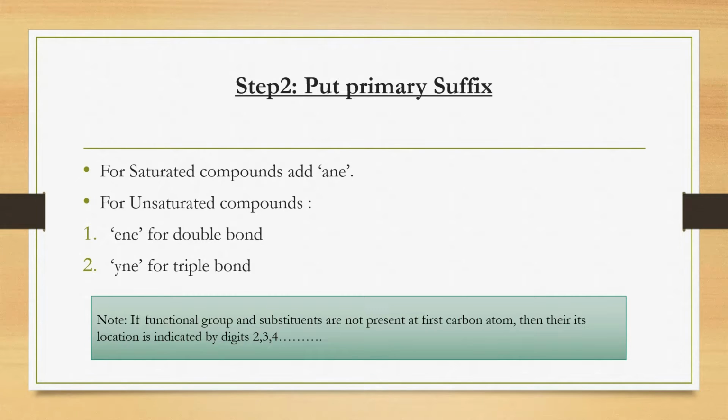Step 2: Put primary suffix. For saturated compounds, add the suffix "ane". For unsaturated compounds, add the suffix "ene" if a double bond is present, and if a triple bond is present, then add the suffix "yne". Here we have to note that if the functional group and substituents are not present at the first carbon atom, then their location is indicated by digits 2, 3, 4 and so on.